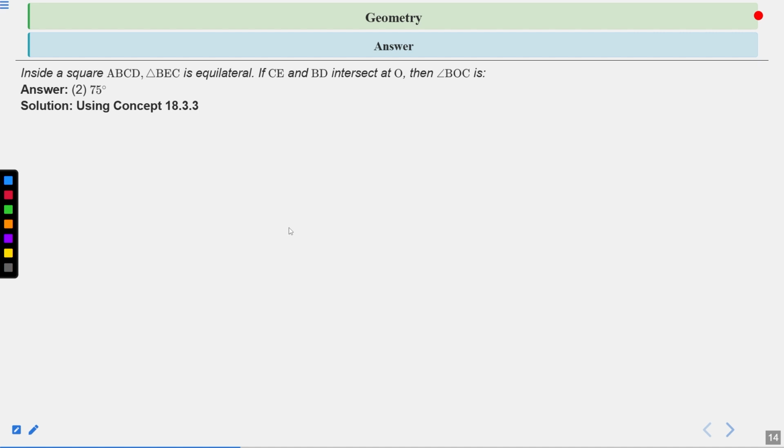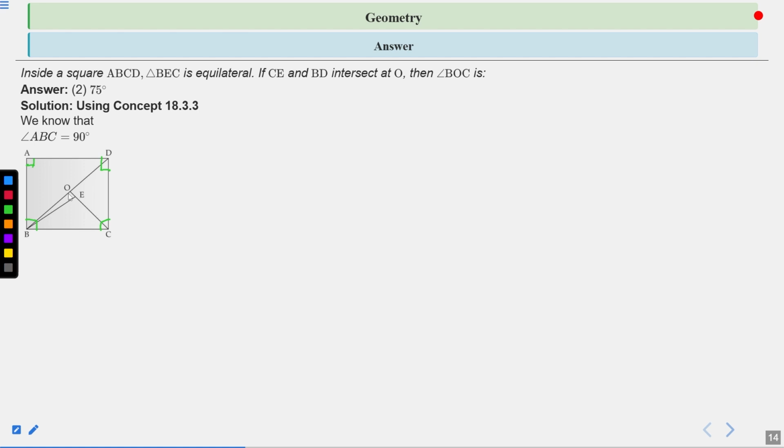Now see the detailed solution using concept 18.3.3 in this question. We know that angle ABC equals 90. We can see in this diagram ABCD is a square. So all the sides meet at perpendicular, the diagonals bisect each other, the lengths of the diagonals are equal, and the diagonals bisect the angles and meet at 90 degree.